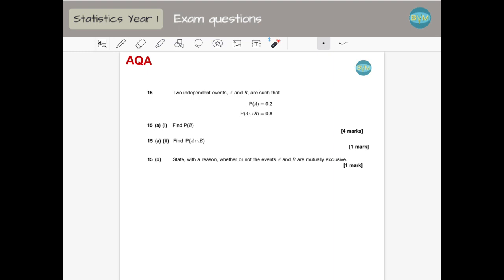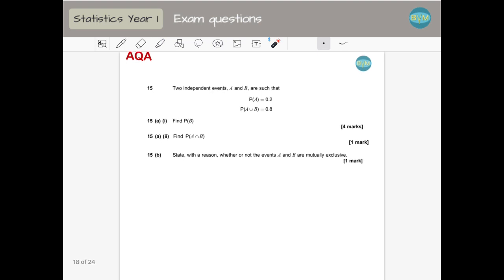We have here a probability question from year 12 where we have two independent events A and B such that probability of A is 0.2 and probability of the union is 0.8. And they ask us to find the probability of B and the probability of the intersection. So we have our events here.